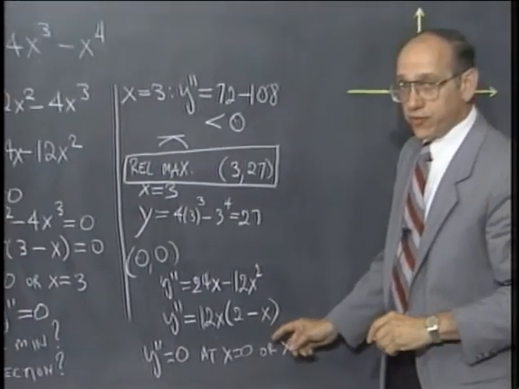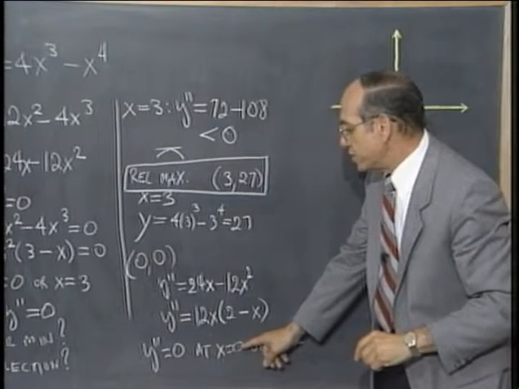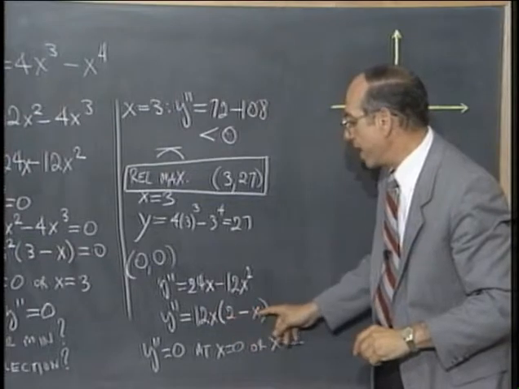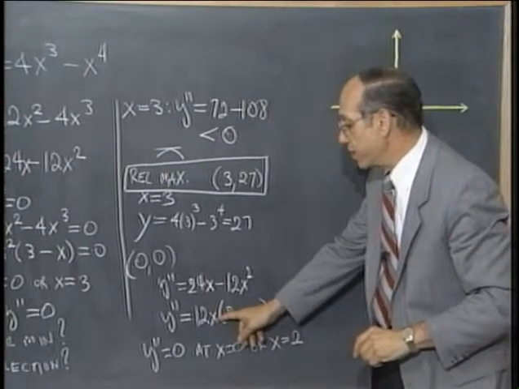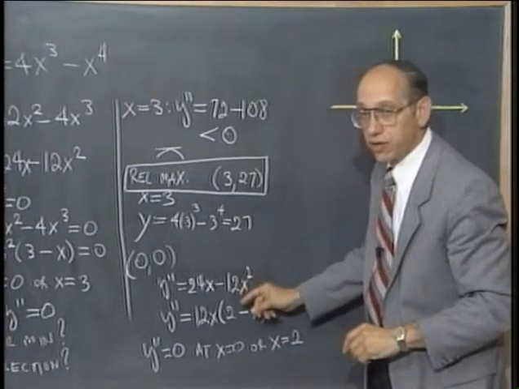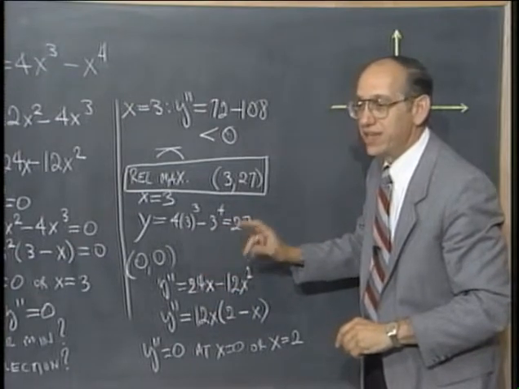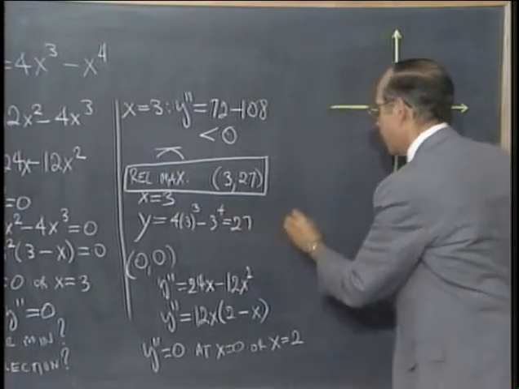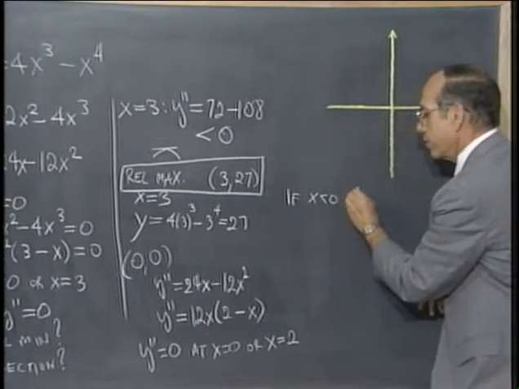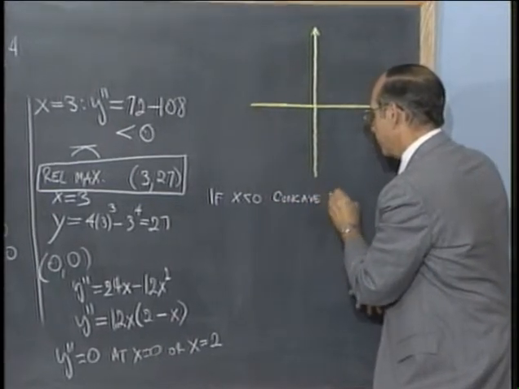Are either of these points of inflection? Well, again, keep looking at this. If x is less than 0, what happens? 12x will be negative. 2 minus a negative number is positive. So we have a negative times a positive. That's negative, right? So if x is less than 0, y double prime is negative, and the curve is concave down. Maybe I should write that down. If x is less than 0, we have concave down.